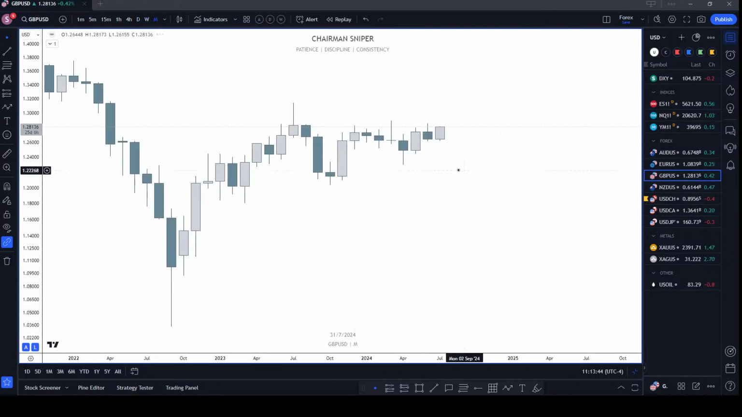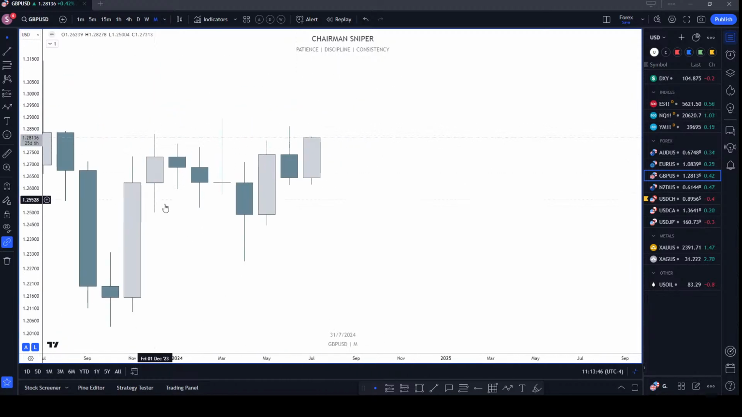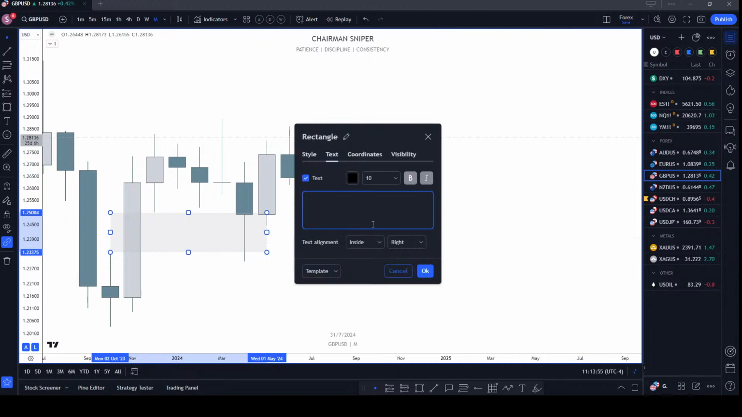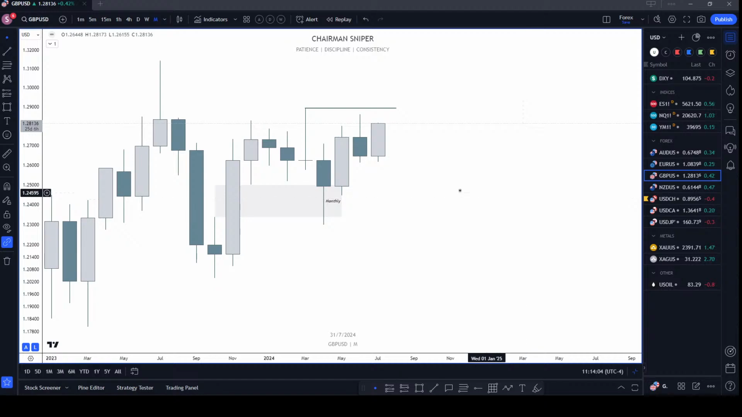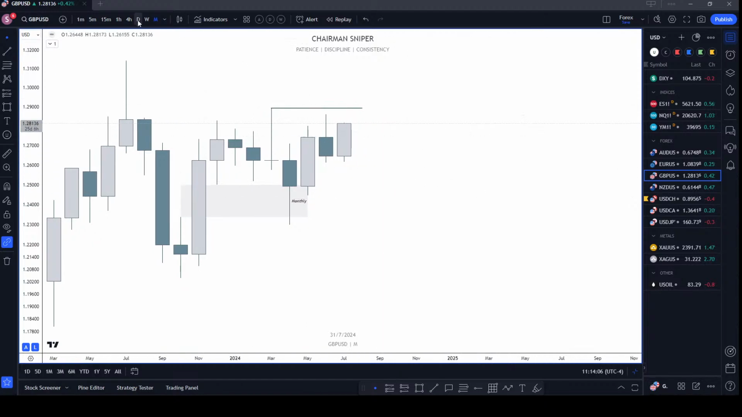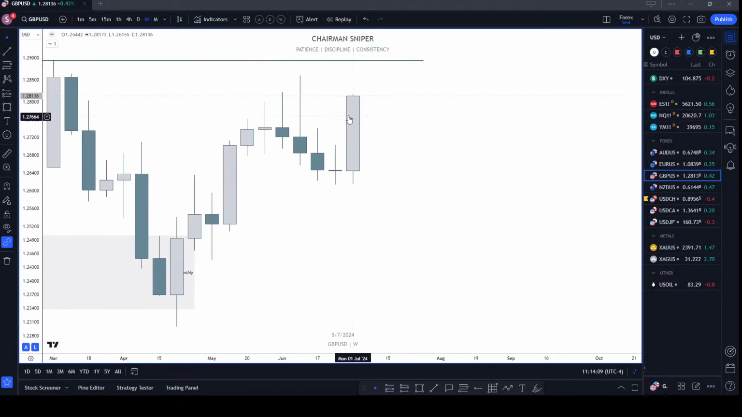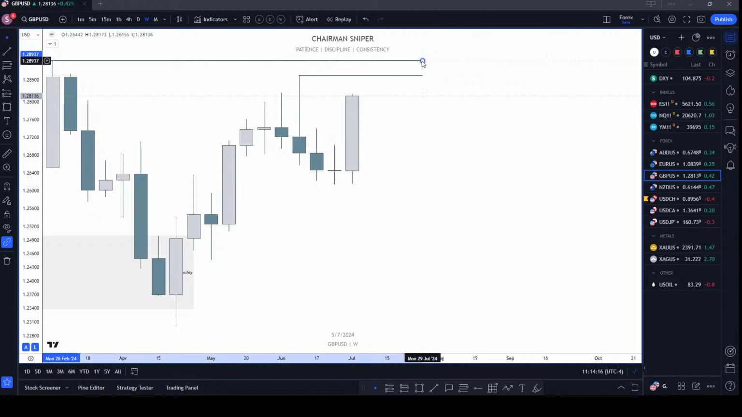GBP USD, looking to match our bias with the DXY. We have been consolidating after we respected this monthly fair value gap, which looks nice. The target has been this high, which we haven't gotten to as yet. Still on our way to it. On the weekly, we are creating a fair value gap right here. It's very high potential that we just run straight through this, and this would be our current weekly target.